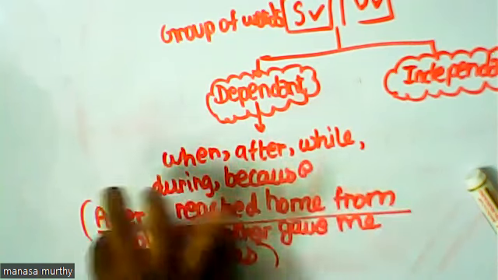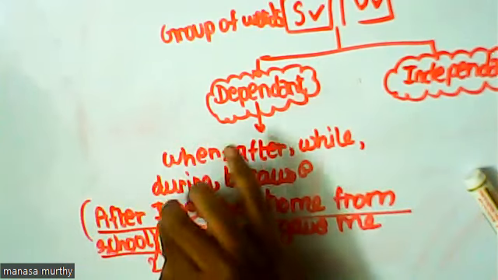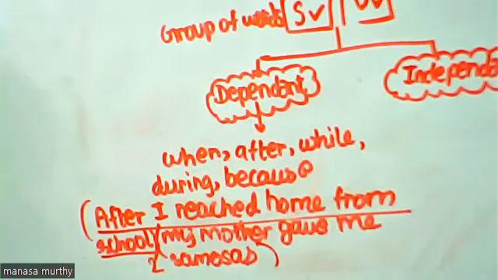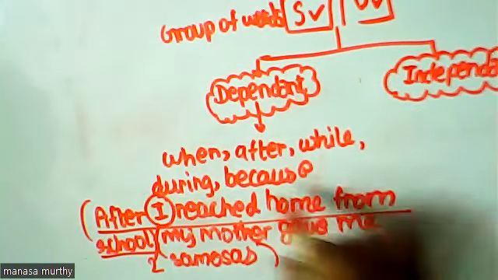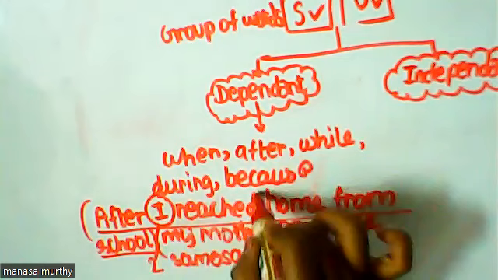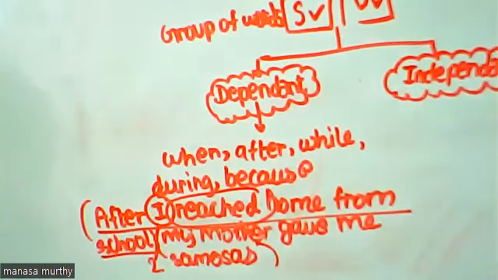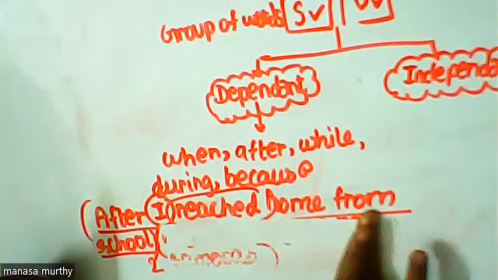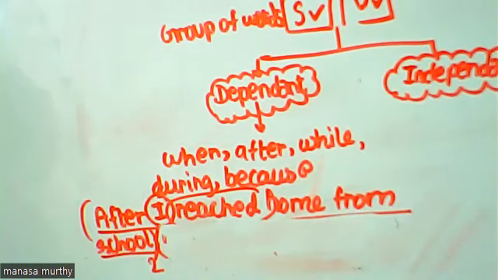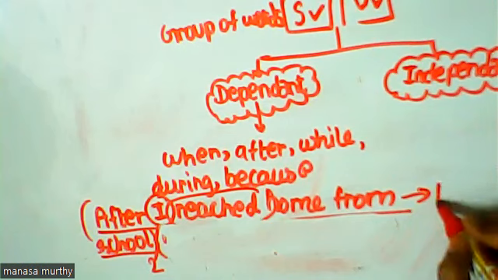So this first half of the sentence has a subject and verb, I reach home from school. So this would be a dependent clause.